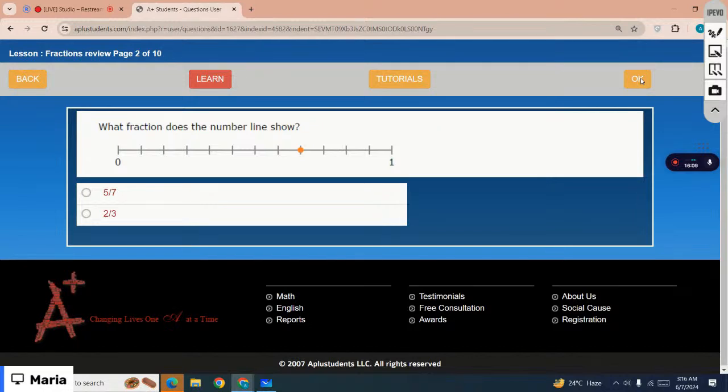What fraction does the number line show? So which is the correct option?